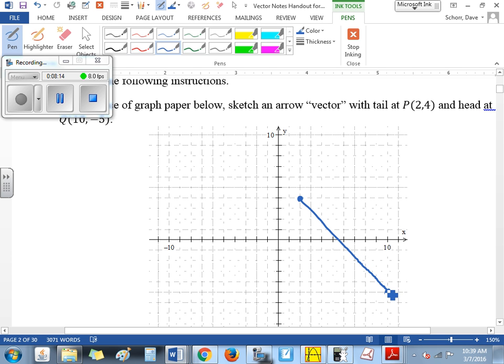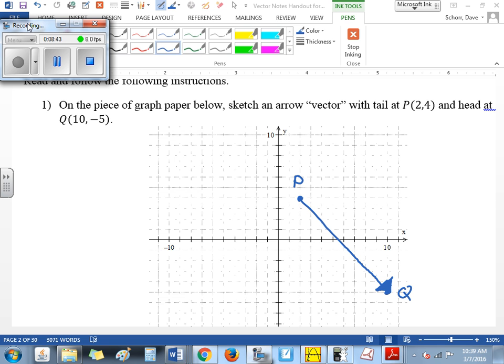Okay, it says that the first point is called P, the second point is called Q. It tells us to put the tail at P and the head at Q. Obviously, the head of an arrow would be the sharp part, I guess. So I guess we're supposed to put a little head right there. That's supposed to look like an arrowhead. Okay. So I guess this is what a vector looks like.